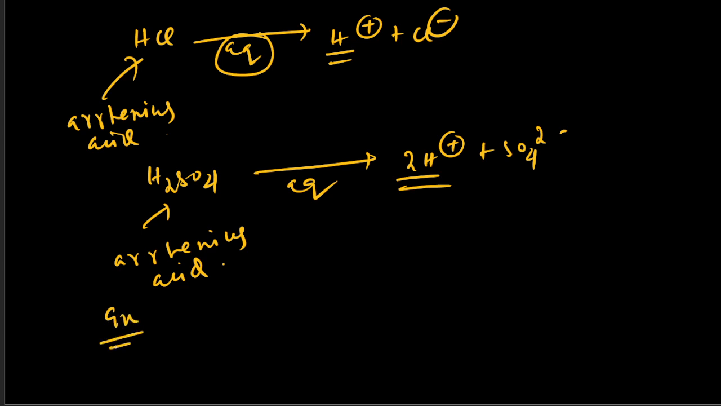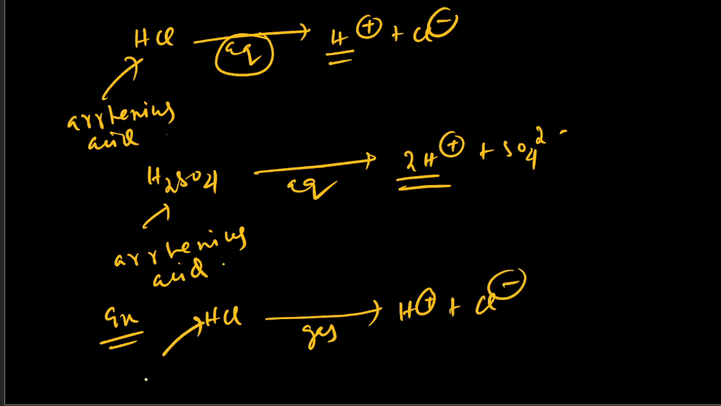Now for example, if I say HCl in gas gives H+ and Cl-, is this an Arrhenius acid? The answer is wrong. What it says is that for an Arrhenius acid, it should be in the aqueous medium. Since this is a gas, it is not.